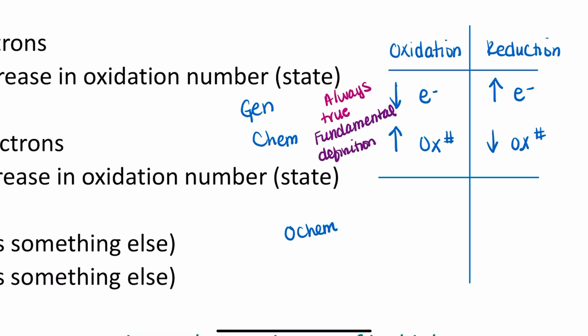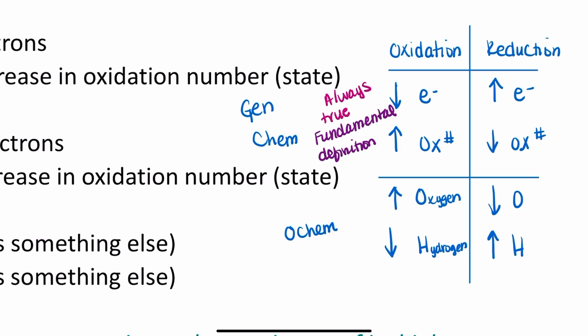What you're going to find when you get to organic, though, in organic chemistry, they say if you have increased your oxygen content or decreased your hydrogen content, you have oxidized your species. If you have decreased the oxygen content or increased the hydrogen content, you have reduced your species.